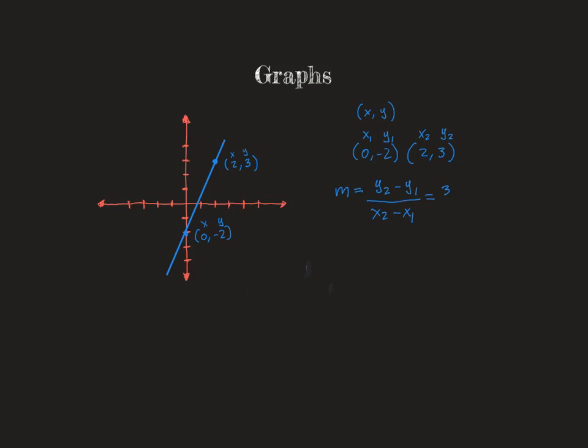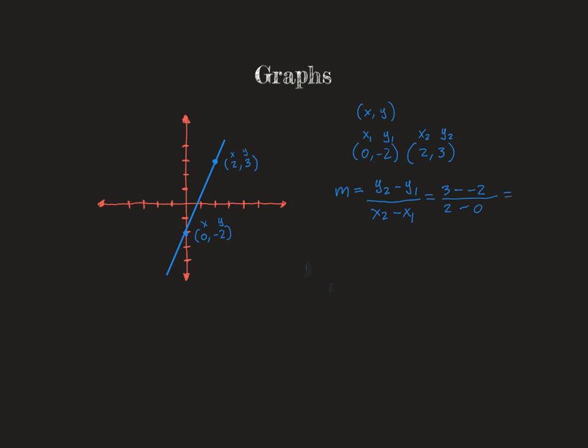Your y1 is going to be right here, and this is -2. So be careful right there, because we know that the formula tells you minus, and now you have a -2 right there. Now we're going to be dividing by the x's. Our x2 is right here, so that's going to be 2, and then minus 0.